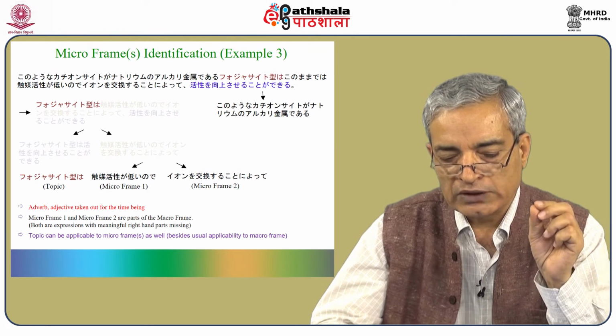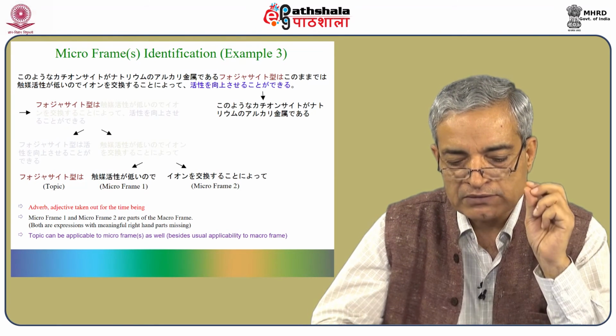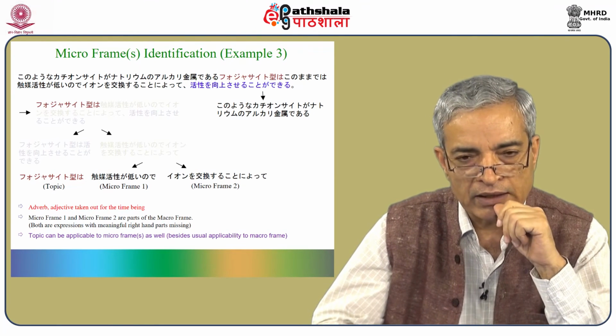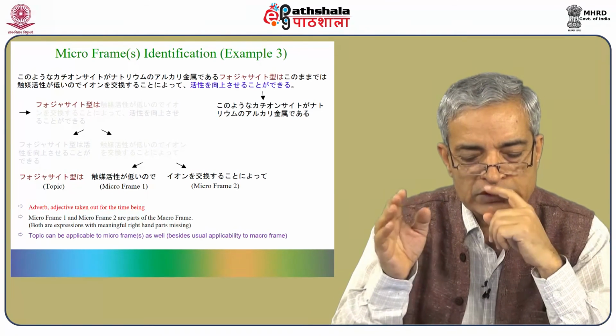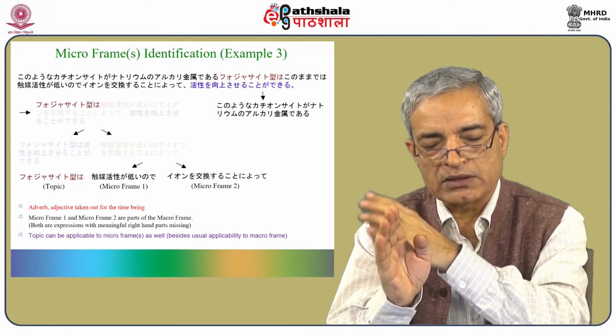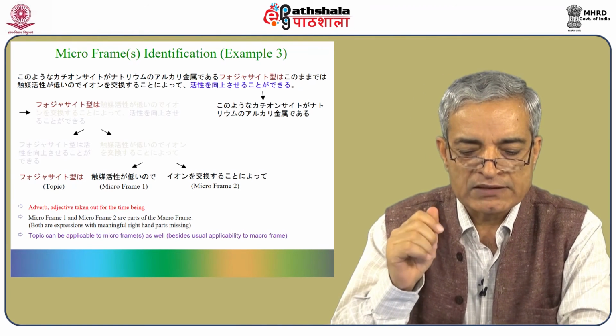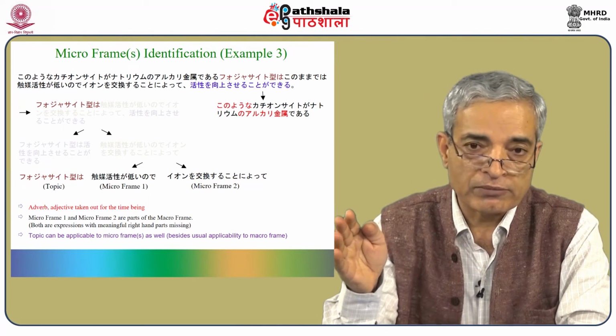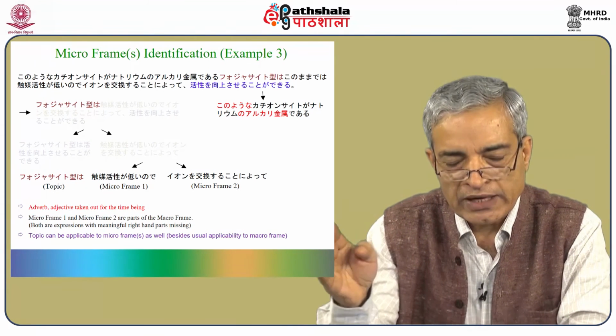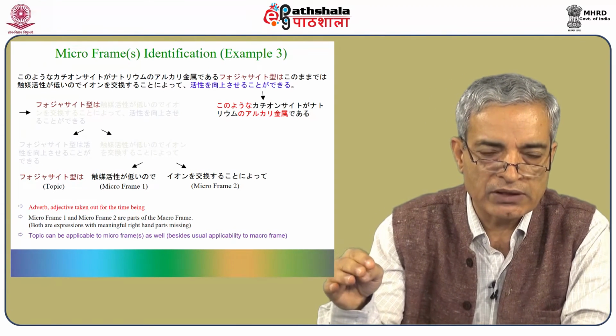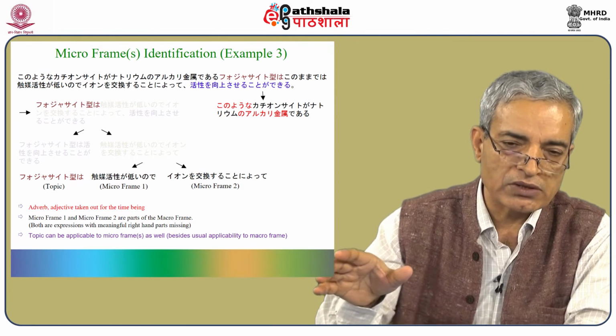What I mean here is that in the first microframe, the node is coming at the end. That means you are saying node, but you are not saying the consequence. The sentence or the expression is incomplete. Similarly, in the microframe 2, koto ni yotte should have something after that which is not coming here. That means this expression is also not complete.